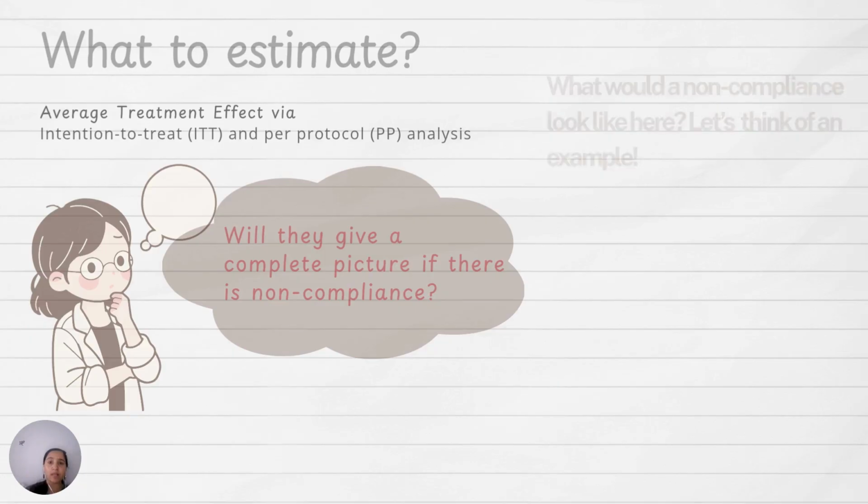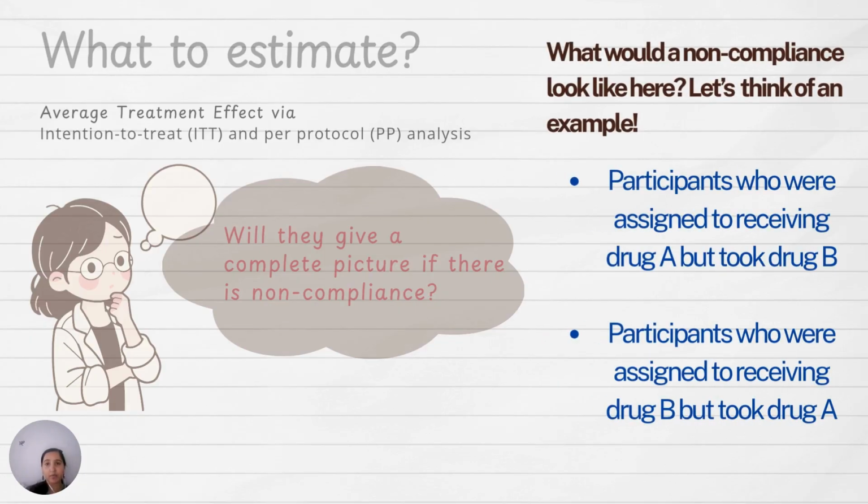But for now, let's think about a scenario where there would be a non-compliance in this study that we have imagined. So one scenario would be, suppose there are participants who were assigned to receiving drug A, but they actually took drug B. Likewise, there would be some participants who were assigned to receiving drug B, but they actually took drug A. So this is the typical case of two-sided non-compliance, and this can happen for a variety of factors.